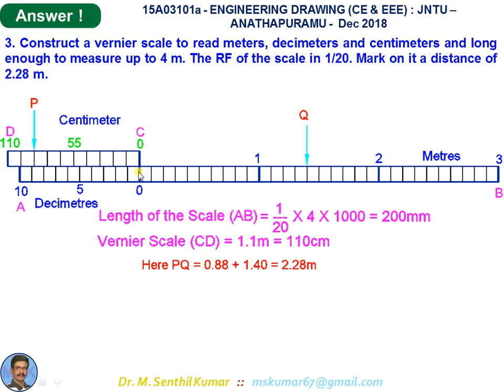On the main scale from here, mark 1.4 meter. 1 meter, 0.1, 0.2, 0.3, 0.4, 1.4. So the distance of PQ, P is on vernier scale, Q is on main scale. The distance between the points P and Q is nothing but 0.88 plus 1.40 is equal to 2.28 meters. That is the answer. Okay. So you got the answer for the third problem also. We'll move on to the fourth problem.